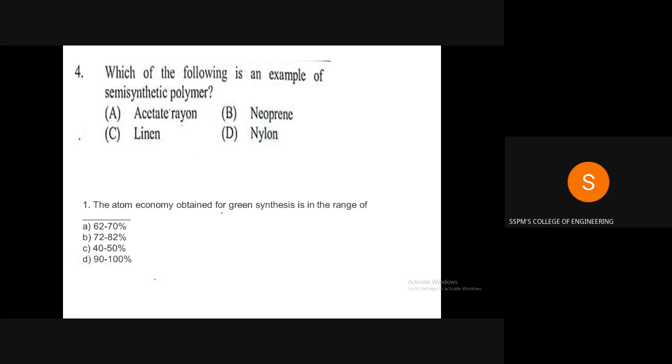Then, the atom economy obtained for green synthesis is in the range of 70 to 82%. When you calculate the atom economy, if the answer is 70 to 82%, only then is the reaction economical, atom economical. So green synthesis says that the reaction is atom economical, meaning 70 to 82% yield.